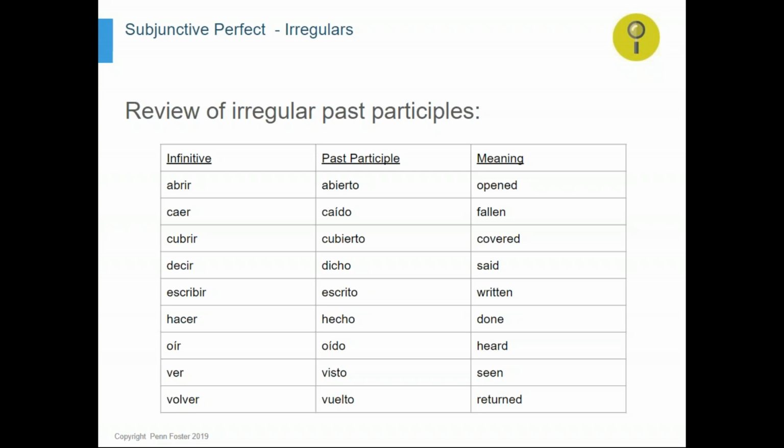The first part, as we discussed in the previous webinar, would be the conjugation of haber into the present subjunctive tense, starting with haya, H-A-Y-A. So if you were to say that, I might have opened the window if it got too hot, you would say yo haya abierto la ventana.